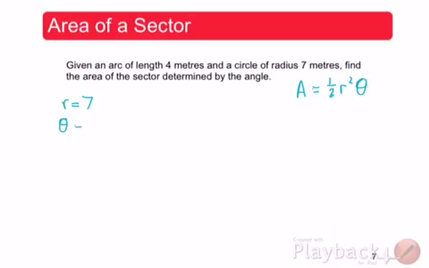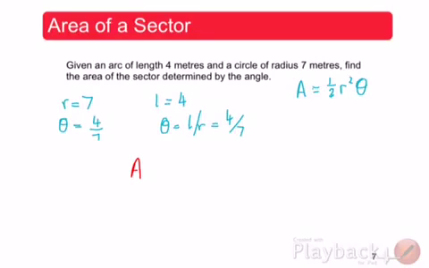Now I don't have my theta currently, but I was given one other piece of information, which was the length of the arc is equal to 4. Okay, so from the length of the arc I can find theta by doing the length divided by r, which is 4 divided by 7, so my theta is 4 over 7. Okay, and that was the formula that we had earlier on. So now I can plug it into my formula.